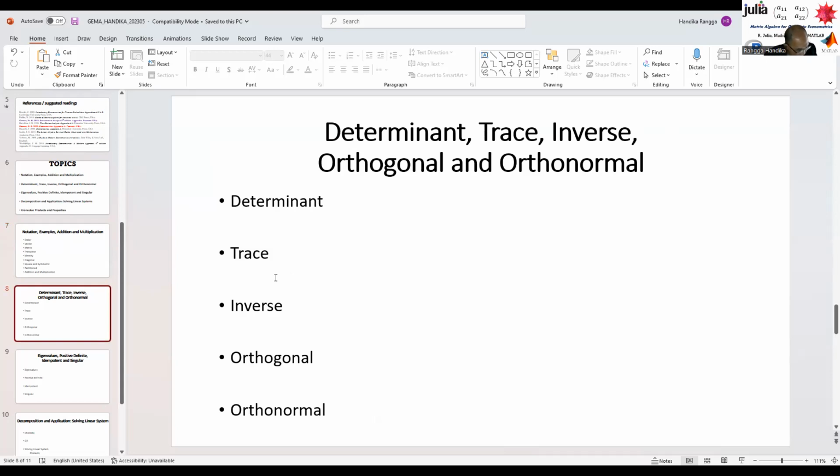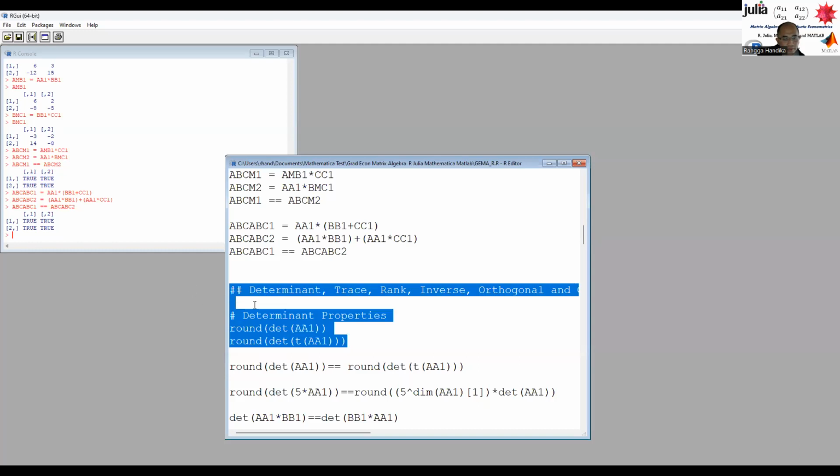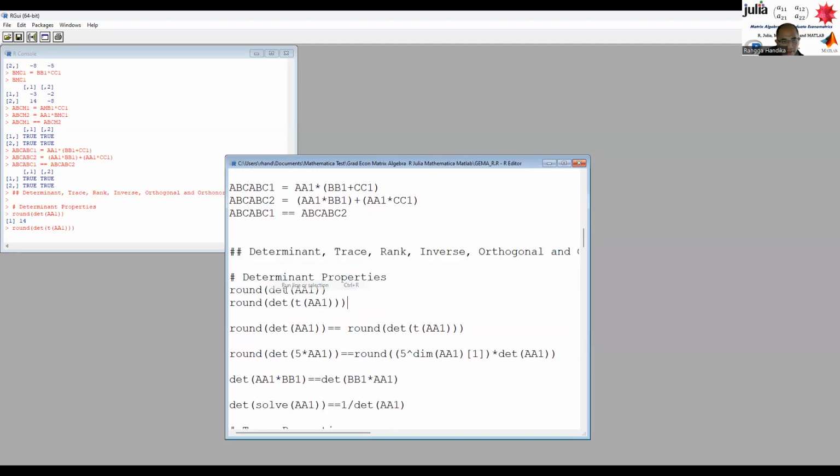So basically is the terms of orthogonal if a orthogonal and orthogonal matrix. So you can see, let's see, where is it? Go to R. Okay, so determinant, so it's pretty simple. So let's go to the determinant property. So you can see here.